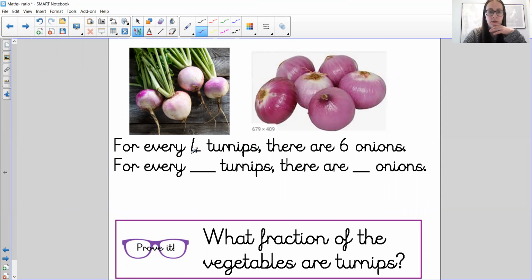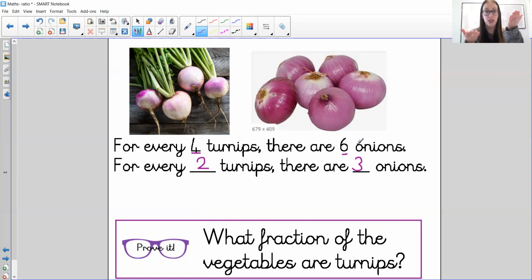What can I divide 4 and 6 by? I need to divide them by the same thing. I need to do the same to one side of the ratio as I do to the other. Well, they're both even, so I can divide them both by 2. 4 divided by 2 is 2. 6 divided by 2 is 3. It's just the same ratio. Well, for every 2 turnips, there are 3 onions. So if I got another lot of turnips and another lot of onions, I would now have 4 turnips and 6 onions. And look, that is the same ratio that I had before.